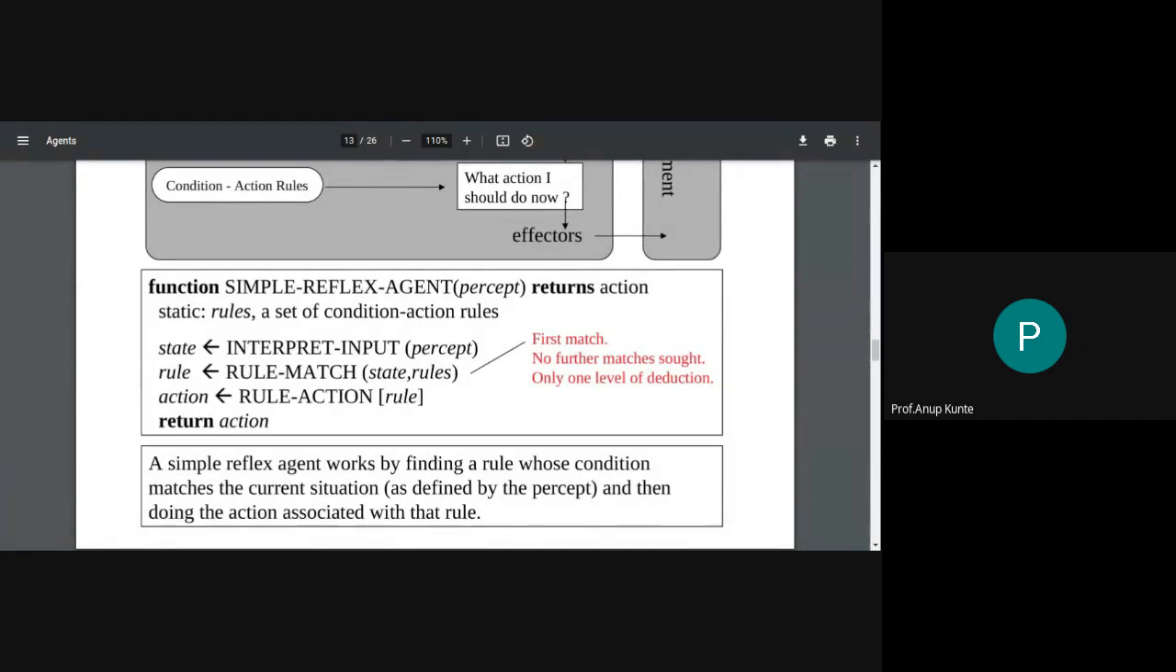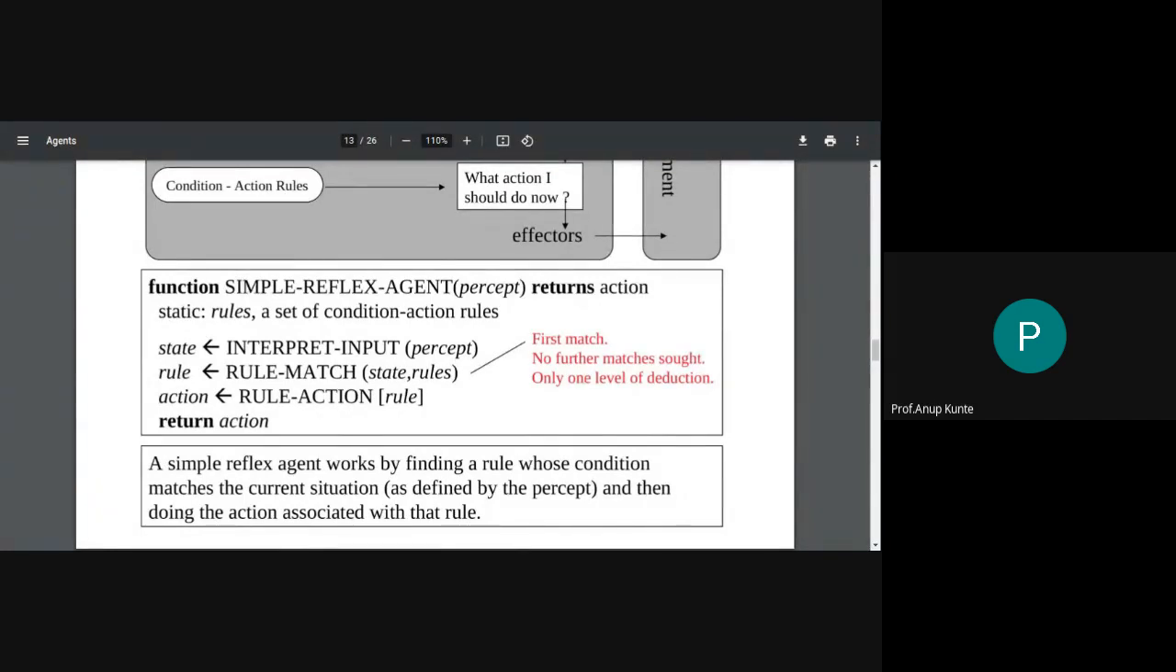To fetch a rule based action from the percept, first we define the state. First we define the state: what state the environment is in. From the state and the rules data structure, we get the corresponding rule out.